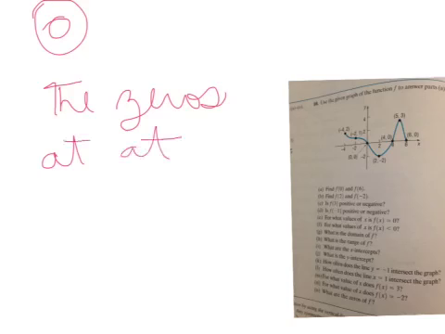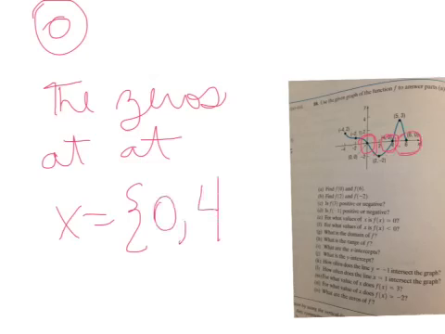What are the zeros of the function? Well, the zeros of the function are the same thing as the x-intercepts. So we'd say the zeros are at x equals, and then I'm just going to list those x-intercepts again. Those are the same thing as your zeros. So 0, 4, 6.